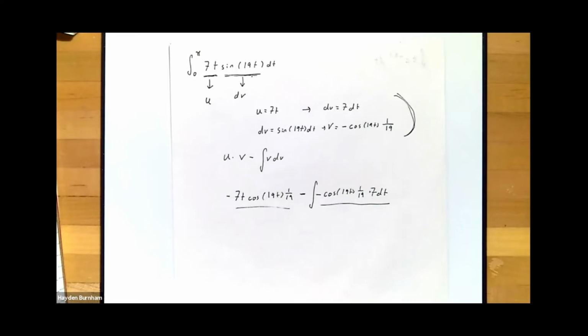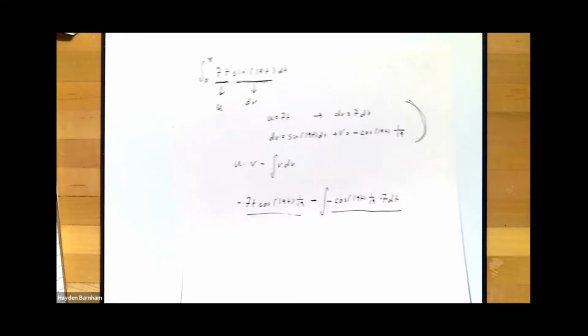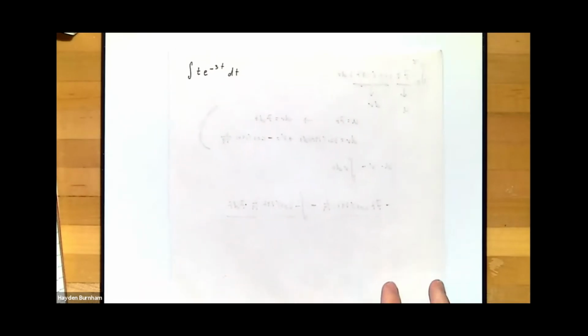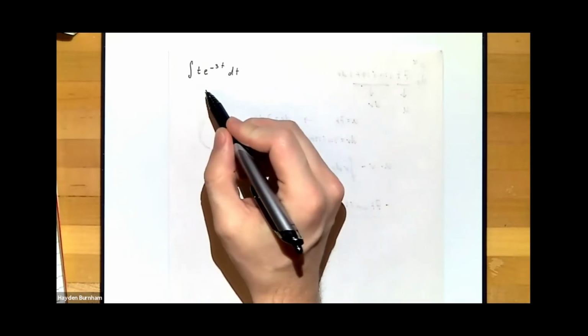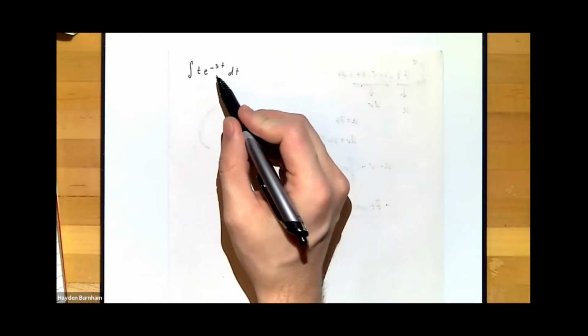So we're going to move on to the next question. If you want me to keep going with this one, you can speak up, but otherwise I'm just going to move on ahead. So this one is t times the exponential of negative 3t.